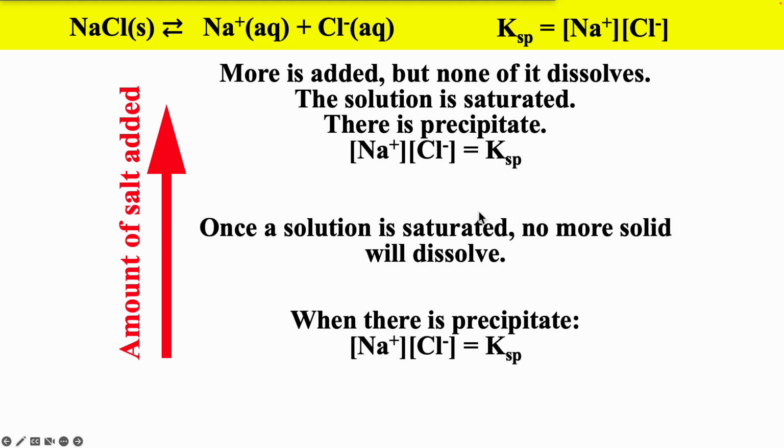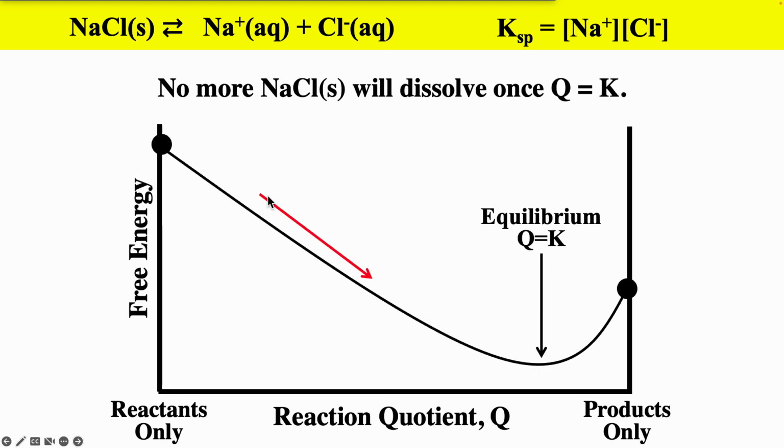So once a solution is saturated, no more solid will dissolve. Whenever there is a precipitate, and a precipitate's just a solid, it means that the sodium ion concentration times the chloride ion concentration equals KSP. If we think about it in terms of this graph, say this is for sodium chloride dissolving, initially we're starting with pure water. As the sodium chloride dissolves, eventually, when we get here, the most stable configuration, no more sodium chloride will dissolve. The sodium ion concentration times the chloride ion concentration is a constant.